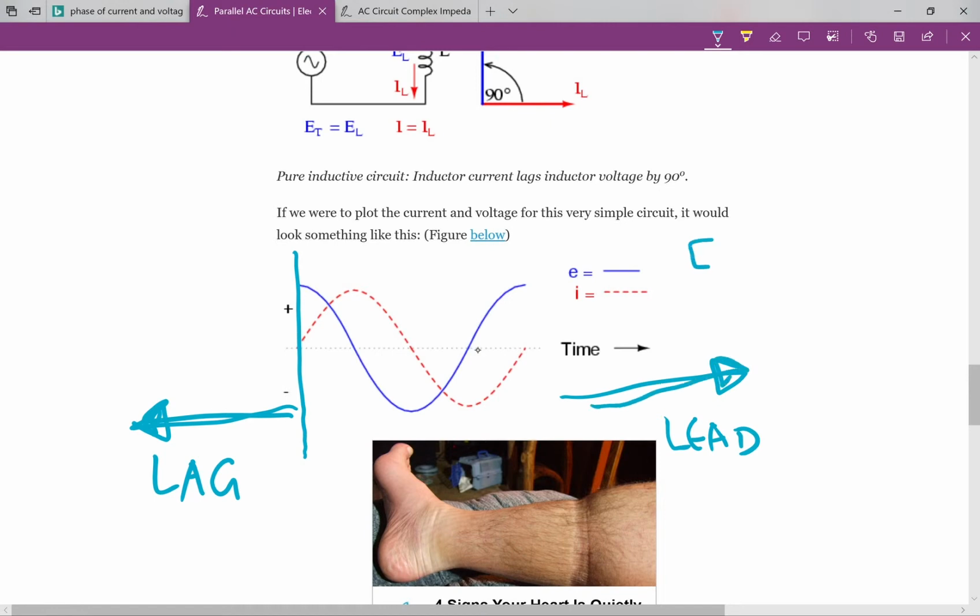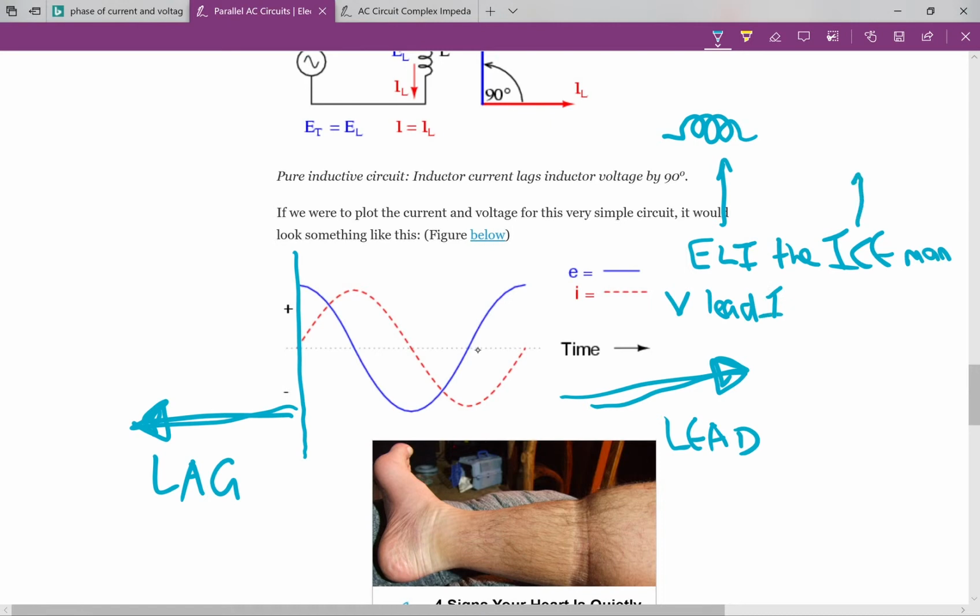And we can use ELI the ICE man as an acronym to remember phase relationships. And remember that this one is always talking about leading something else. So L, as we remember, is our inductor. So we say voltage leads current in an inductive circuit. And in a capacitive circuit, the capacitive reactance, we know that current leads voltage. So how do we determine that?